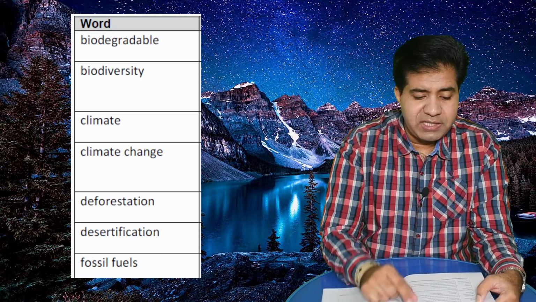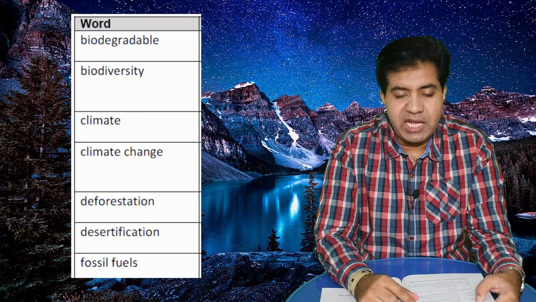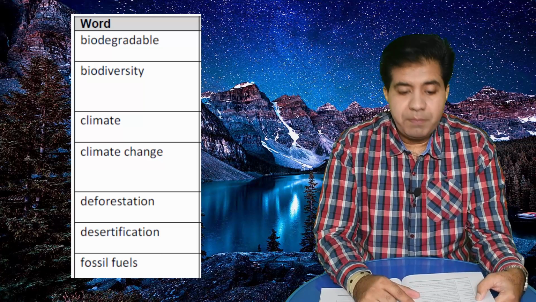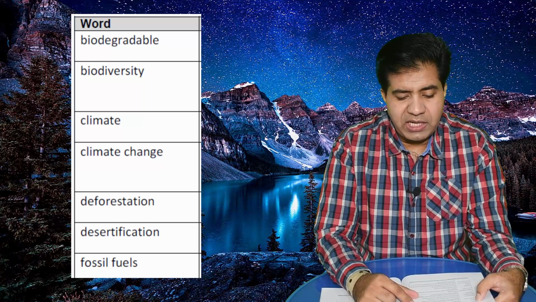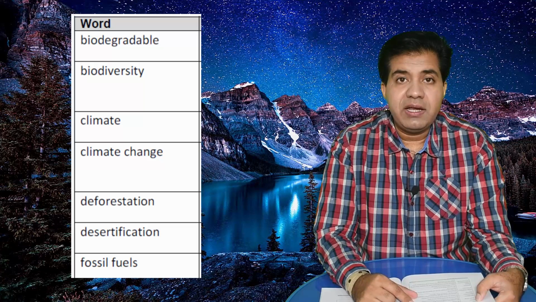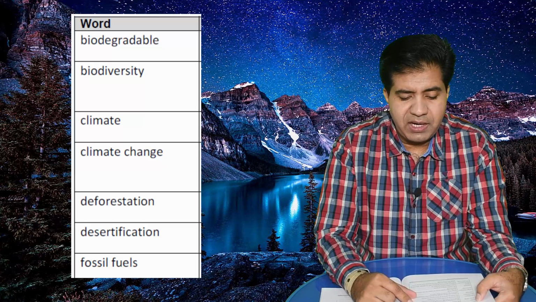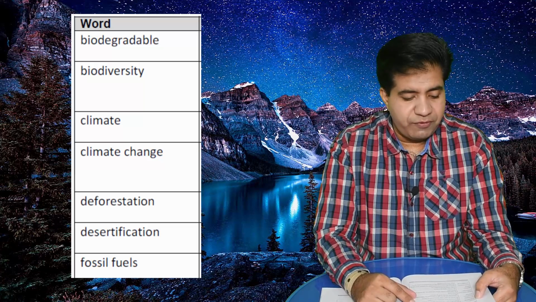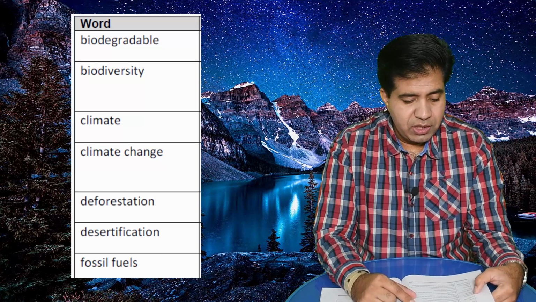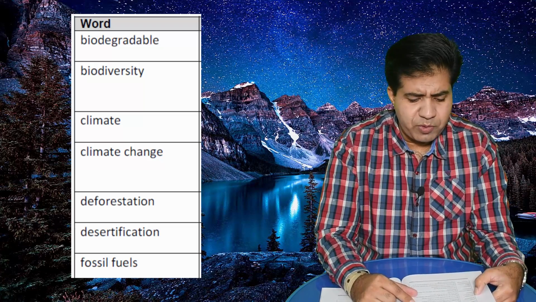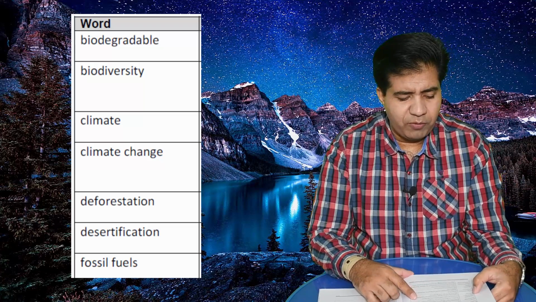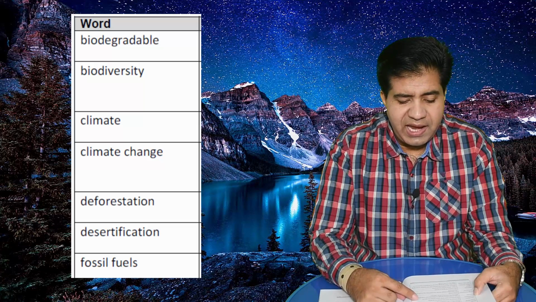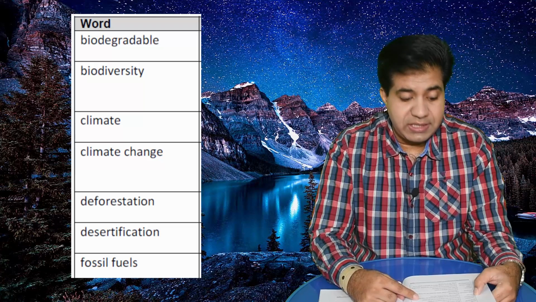Biodegradable. Biodegradable is something that is able to decay naturally or harmlessly. Naturally and harmlessly. Biodiversity. Biodiversity refers to the number and variety of plants and animal species that exist in a particular environment, area, or in the world generally. Climate, the weather conditions of a region. Climate change. Deforestation. Deforestation is the process by which the forests are cut down. Desertification. Desertification is the process by which fertile land is turned into deserts.